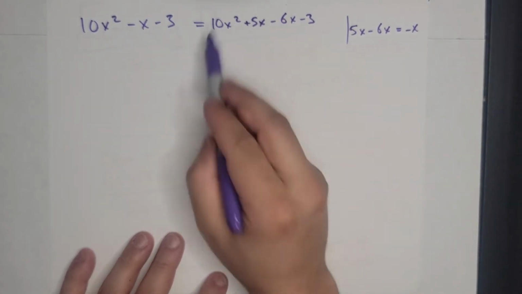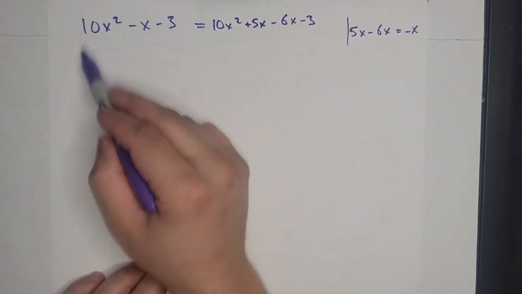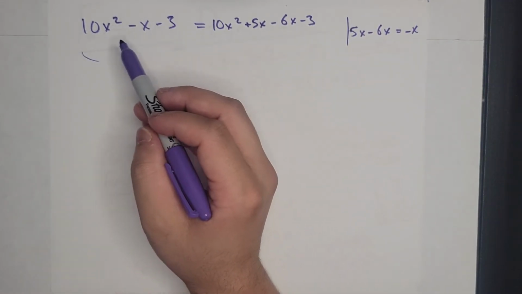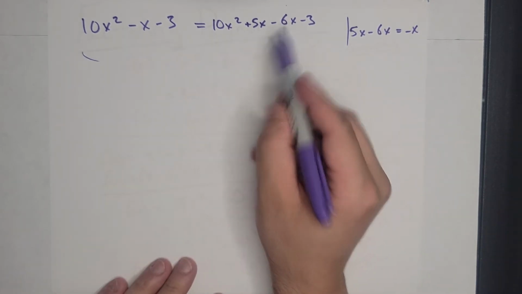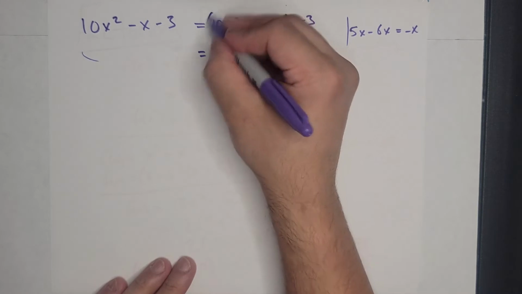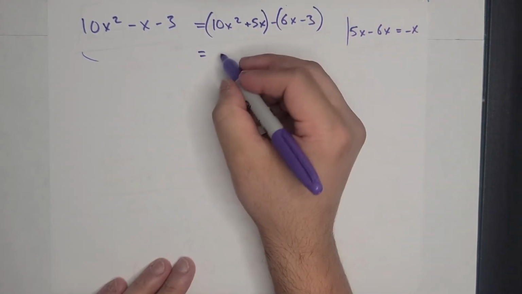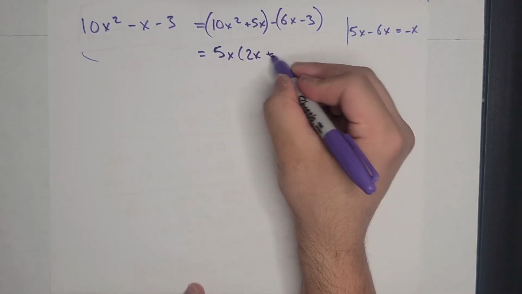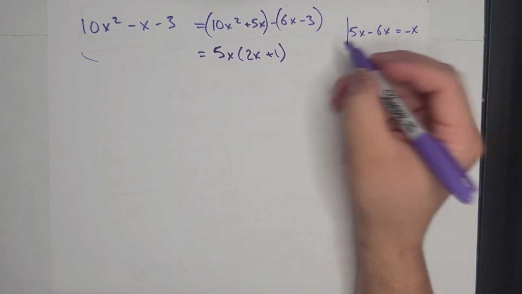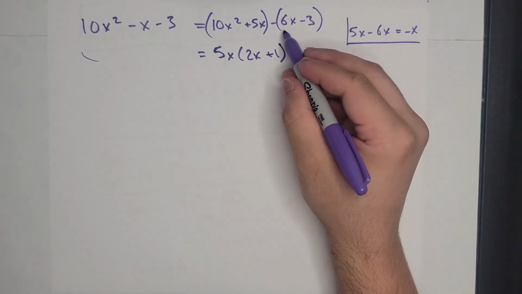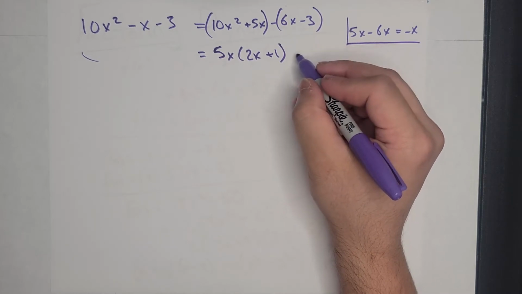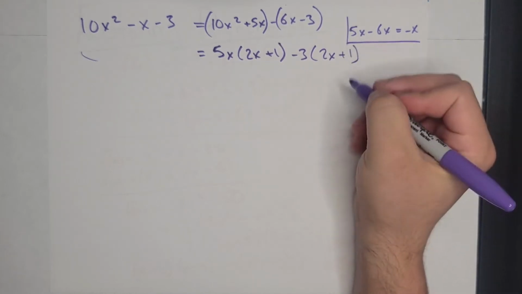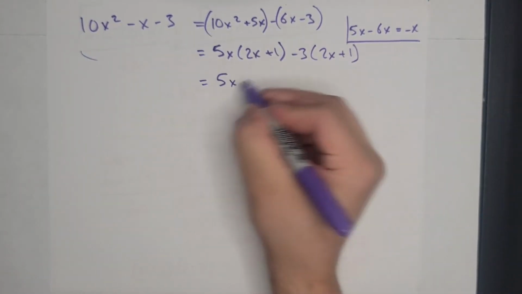And the logic behind knowing when to do this is when you don't have any common factors here, or this doesn't fulfill any identities, then I can do something like this, and then I can group. Again, I can take out a 5x, and I'm left with 2x plus 1, and then what can I take out from here? Let's see, negative 3. If I take out a negative 3, I'm left with 2x plus 1. And again, I'm left with 5x minus 3.